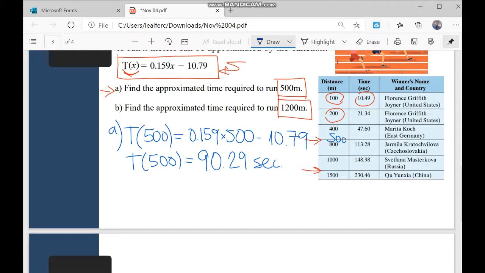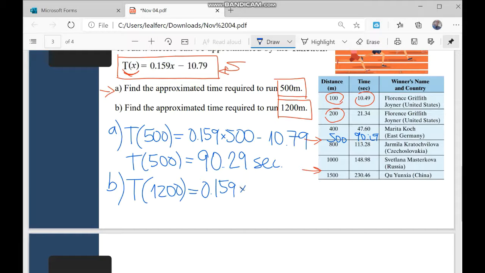We don't have 500 here, but using the function, we are able to know this is going to be 90.29. What about the next example? T of 1200. We also don't have it on the table, but we can calculate it by using the function.